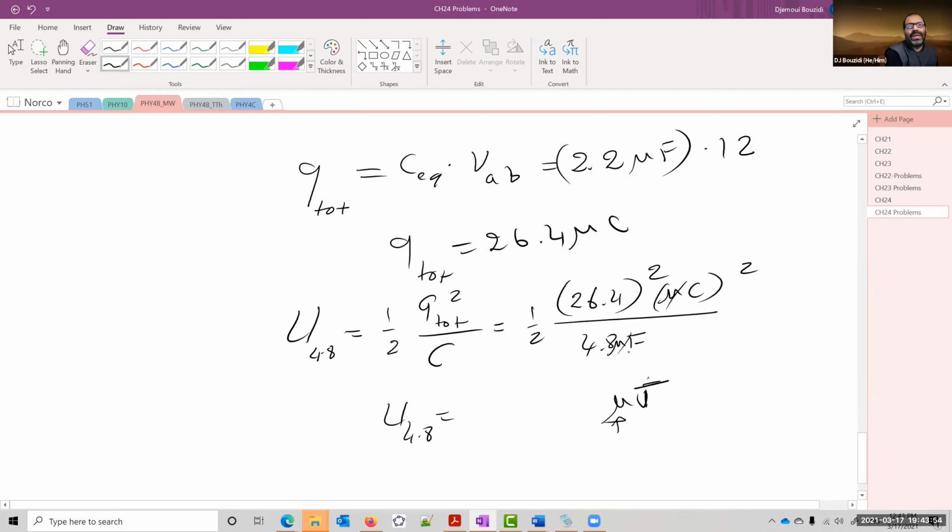Well, the coulomb squared over farad squared, that must be a joule. So let's leave that joule. Okay, so it's microjoules. Now I have to do 26.4 squared divided by 2 times 4.8. That number better be less than 158. If it is more, that means we made a mistake again, which is not out of the realm of possibility. So 26.4 squared divided by, open parentheses, 2 times 4.8, and close the parentheses. Okay, the answer is 72.6 microjoules.